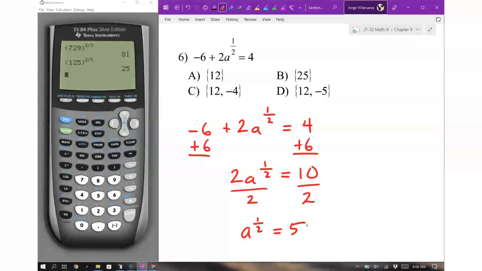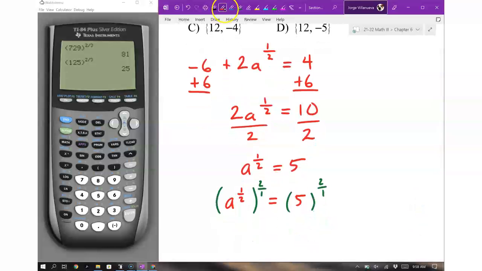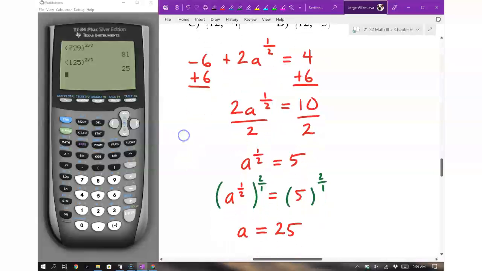So, how do I get rid of that fractional power? Multiply by its reciprocal. Let me write that out. A to the 1/2 equal to 5. I just want to show the step really quick. Multiply by 2 over 1. On the left side, it's just going to be an a. On the right side, what's 5 to the 2 over 1? 25. And there's your answer.